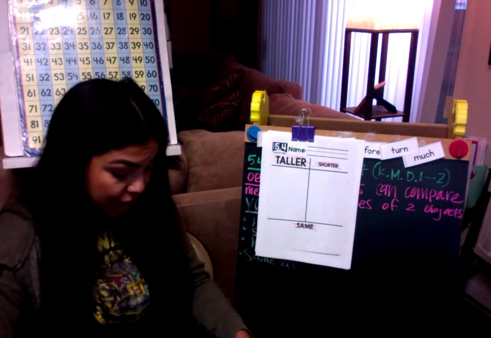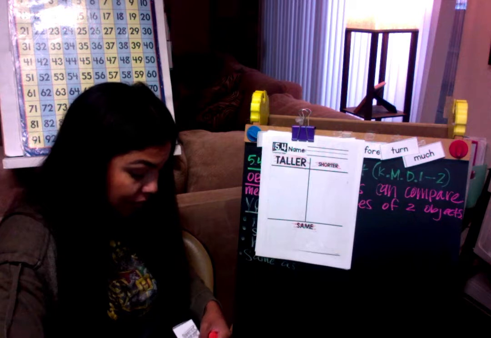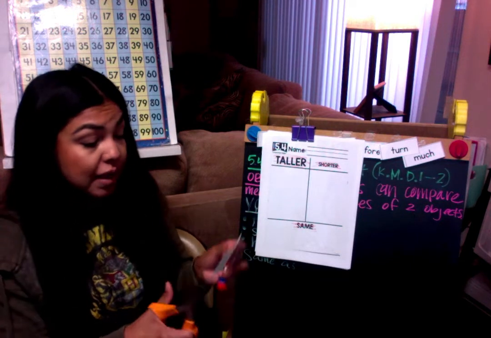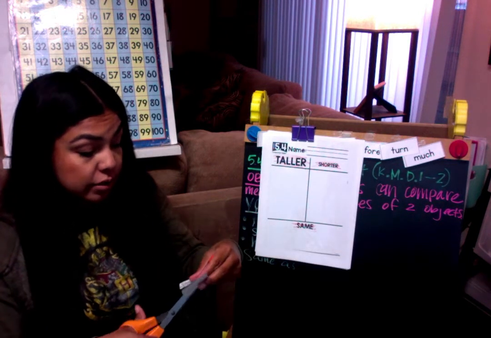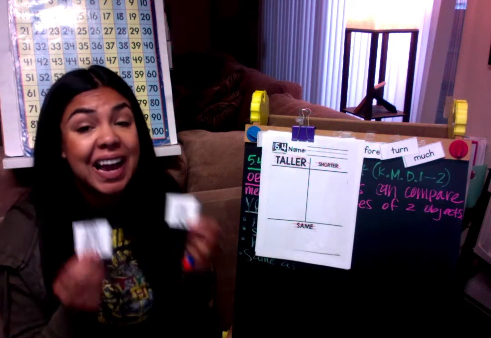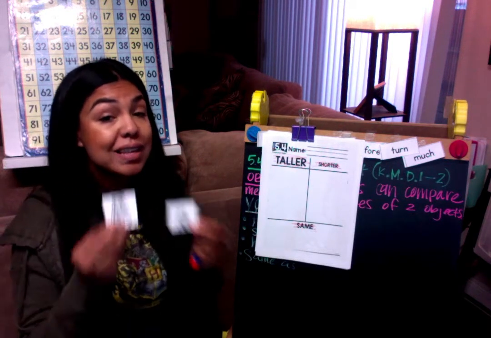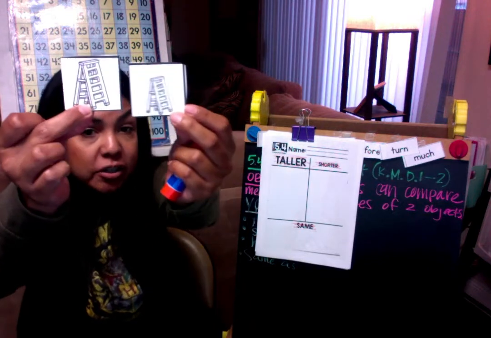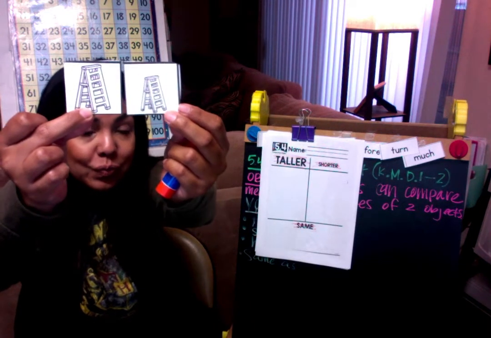I'm going to do the ladders first. So I'm going to cut the ladders, and I'm going to start by cutting both ladders, okay? Cut both ladders. I only want to cut the ladders first because those are the 2 attributes that I am comparing. So only the object of the ladder. Okay, so now look at these pictures. What do you see?